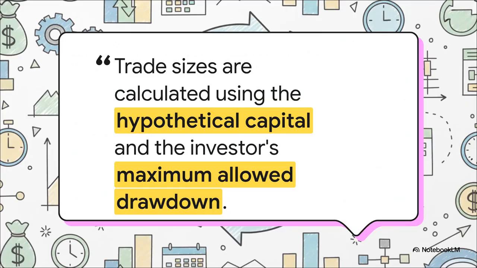And to be absolutely crystal clear on how they got that trade size, the source material gives us this exact explanation. I'm going to read it word for word. Both trade sizes are calculated using the hypothetical capital, the investor's maximum allowed drawdown, the third triangle domain percentage, the risk coefficient, and the contract size.